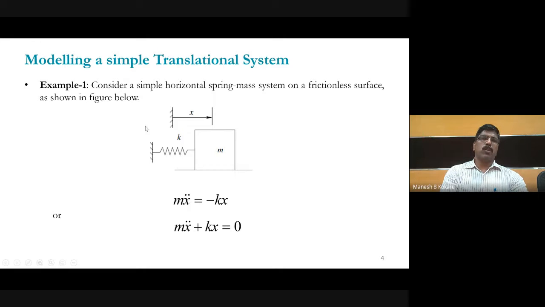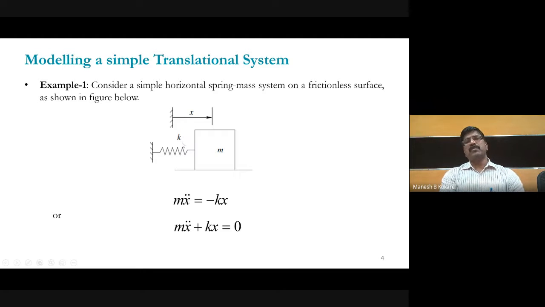We already studied yesterday the individual spring element, dashpot element, and mass element. Now we are considering the first example: there is a reference element, and a spring is connected. One end of the spring is connected to the reference point, and the other end of the spring is connected to the mass element.